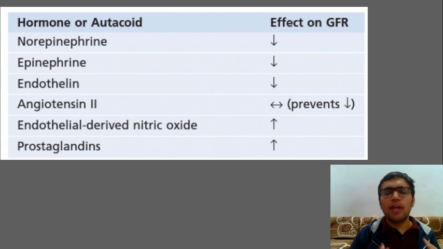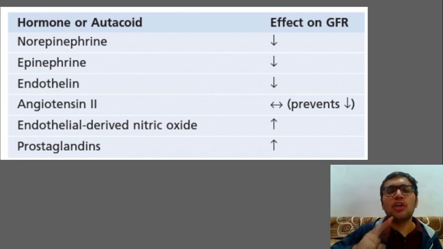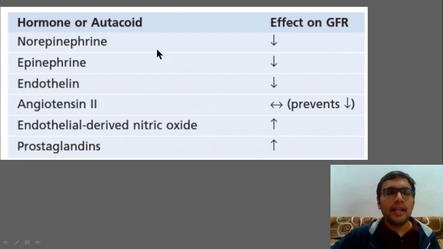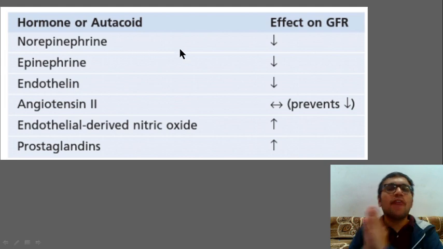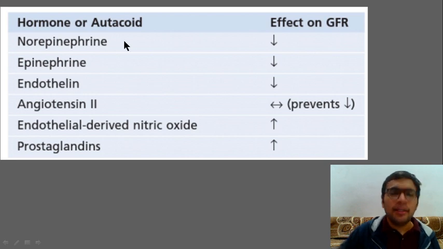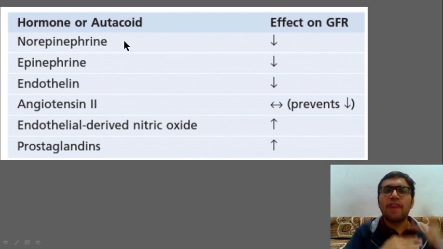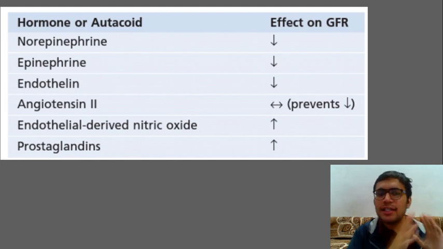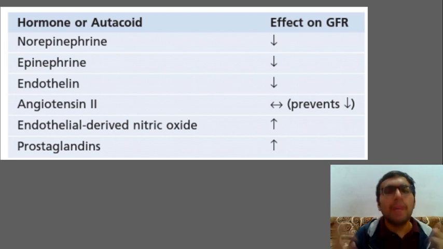Now let me tell you about afferent and efferent arteriole constriction. Guys, understand there are two things here. First of all, you have the afferent arteriole and you have the efferent arteriole. Your first hormone or autacoid is norepinephrine. This will constrict your afferent arteriole, so you can understand by some logic that there will be increased resistance, blood flow will be hampered, and then the GFR will decrease.